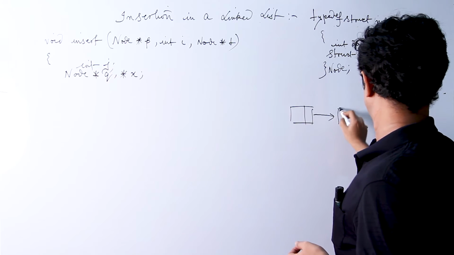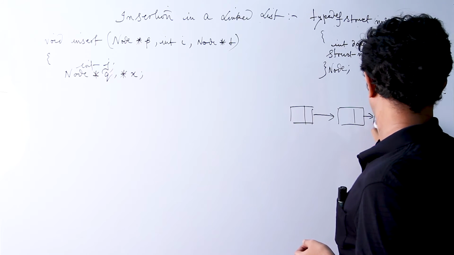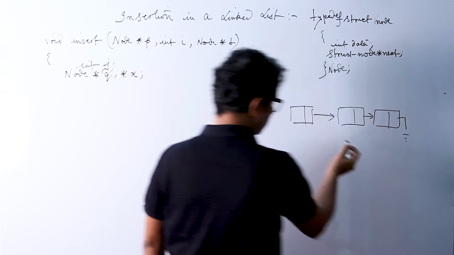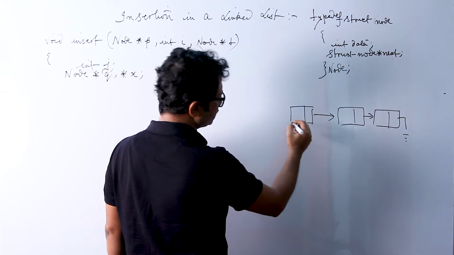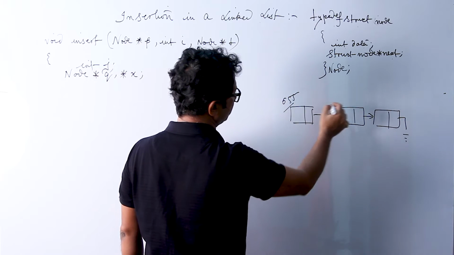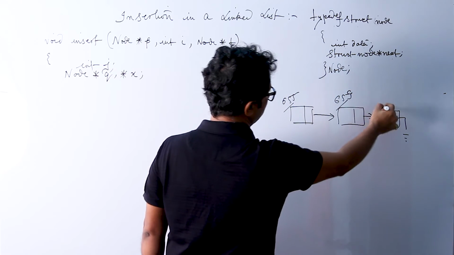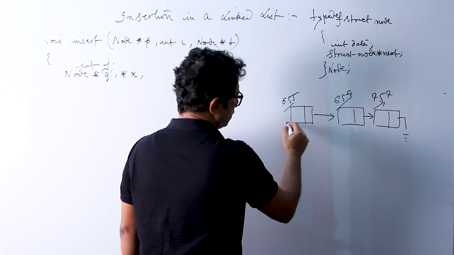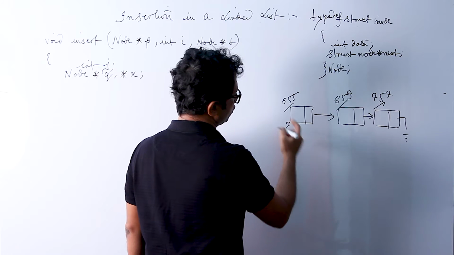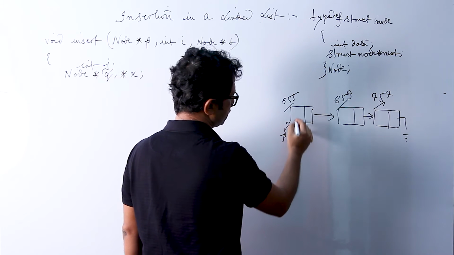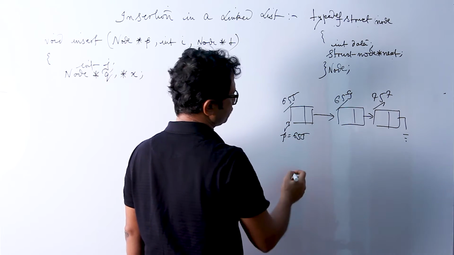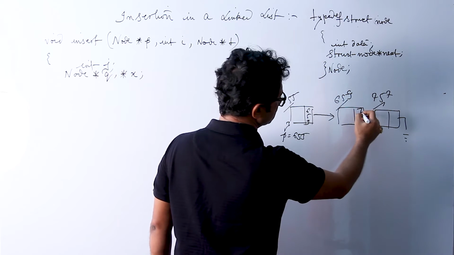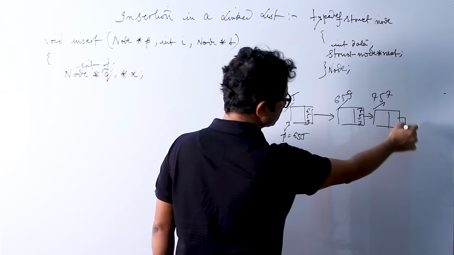Suppose, for the sake of simplicity, I am drawing 3 nodes. These are the 3 nodes of the linked list. This is, suppose, 655, this is 659, this is 757. This is the P which points to this 655 memory location. P is equal to 655. It is 659 and this is 757 and this is a null pointer.